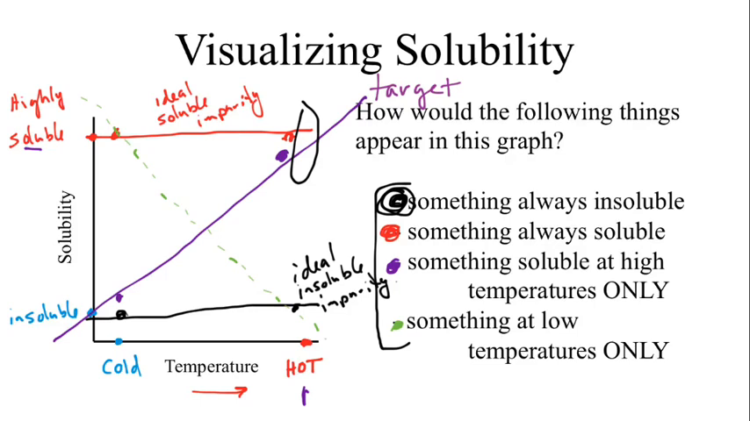So what happens if I move to cold temperatures now? At cold temperatures, my soluble impurity and my target compound have drastically different solubilities. So now I could separate them. My soluble impurity stays dissolved, whereas the target is a crystal. It's insoluble. So how would I separate those two from each other?